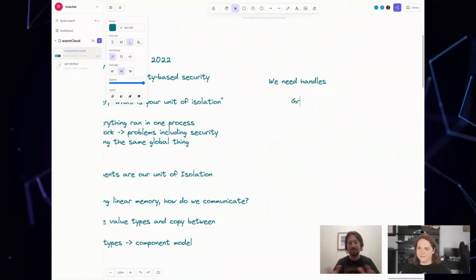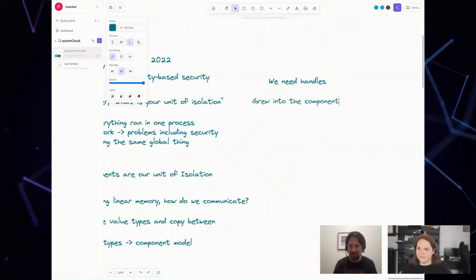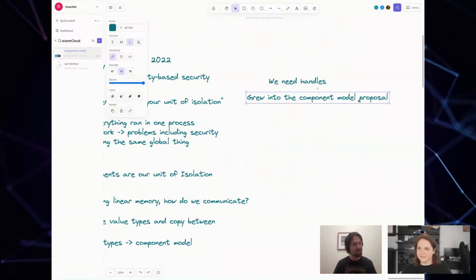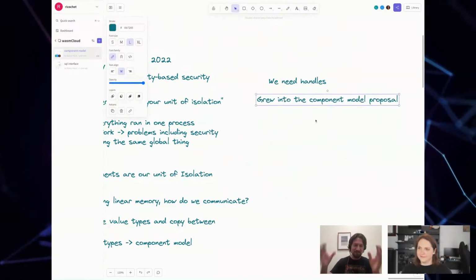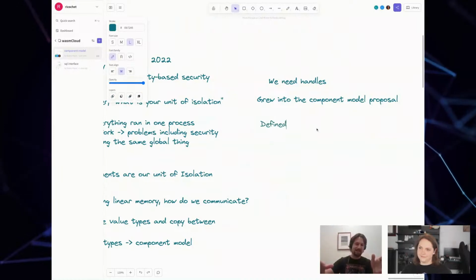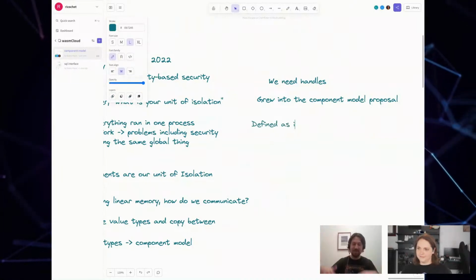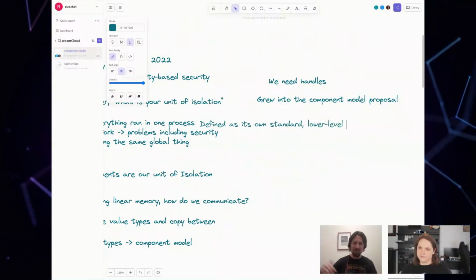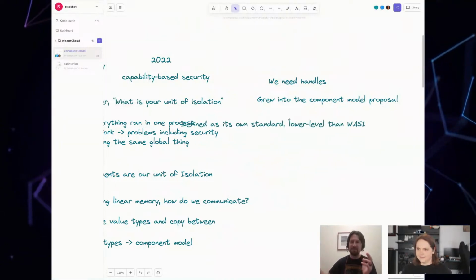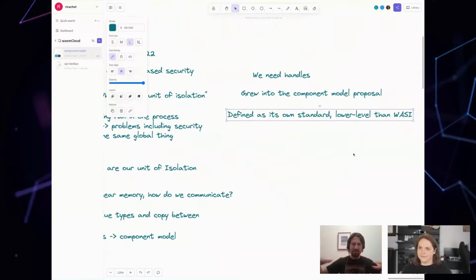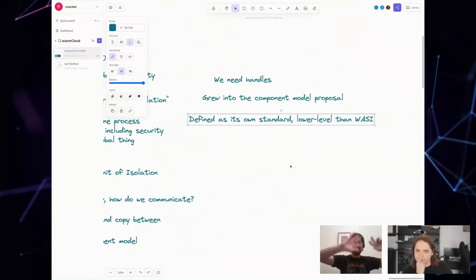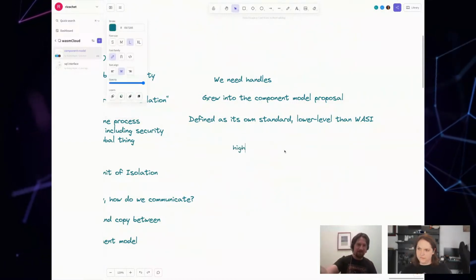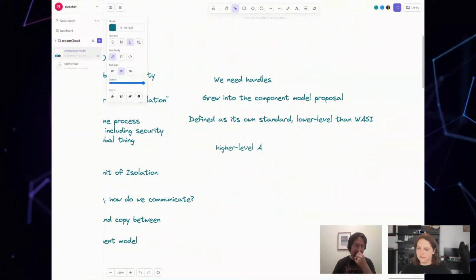component model proposal. It's basically solving that fundamental question of, if you want capability-based security, what is your unit of isolation? Now we can say that is a component. It is defined by its own standard that is a lower level below WASI. You can use components that have nothing to do with WASI, that import whatever random interface you make, or just work in the browser using purely browser APIs. But with the component model as a foundation, we can now start to define WASI interfaces and say how they give handles that are only owned by one component and not all components at the same time.